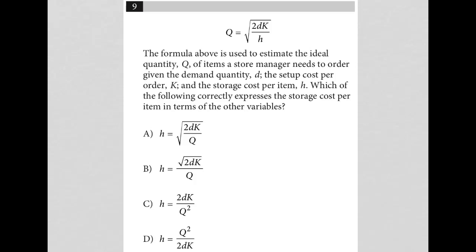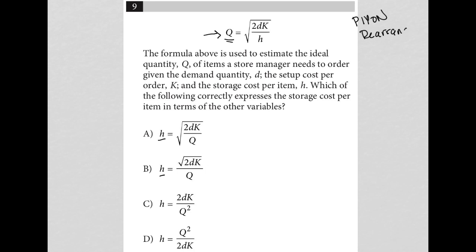So this question starts off by telling us that Q is equal to the square root of 2DK over H. I glance down at my answer choices and I see they all have variables, which means I may want to use plug in your own number. That's very possible. But then I look and see the question gave me Q and my answers are in H. So this is probably just a rearrange question.